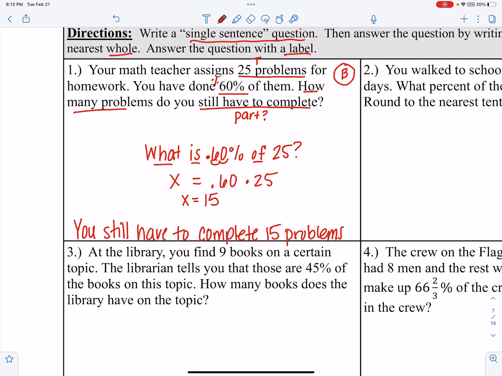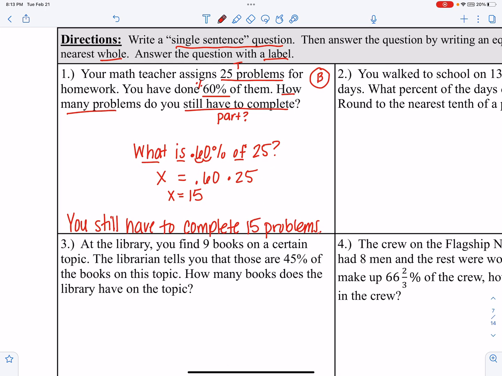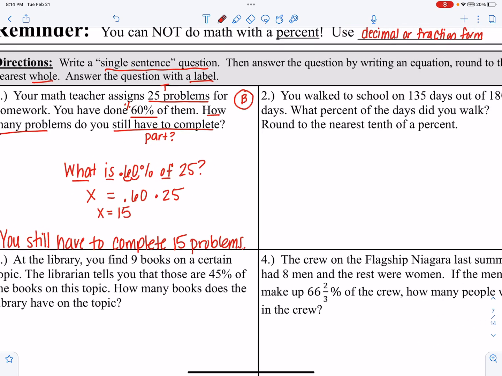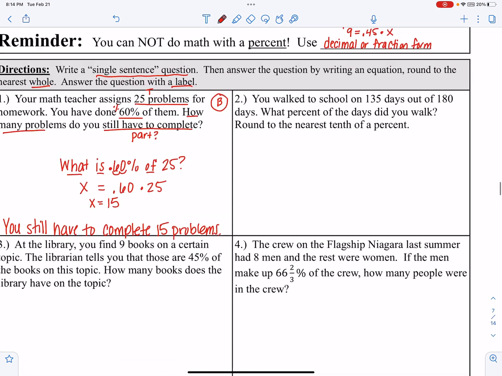And so we want to reread the question and then write the answer. Let's make sure this makes sense. It's out of 25 problems, so does it make sense that I've done 60% of them and I still have 15 left? Well, 15 is less than 25, so it makes sense that 60% is 25. Okay. Or the 60% is the 15, and then I have that little bit left to get to 25. Okay. All right, number 2, let's take a look at this.